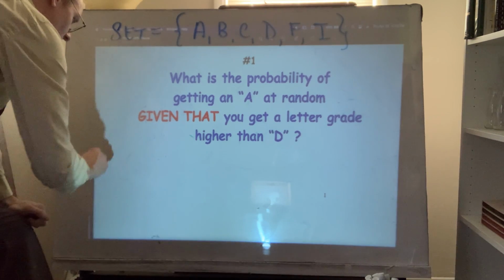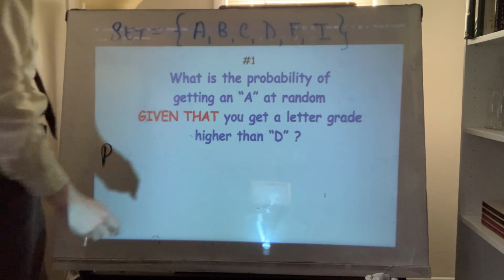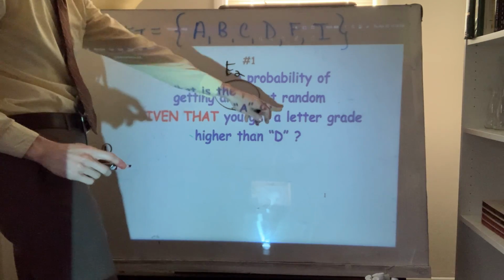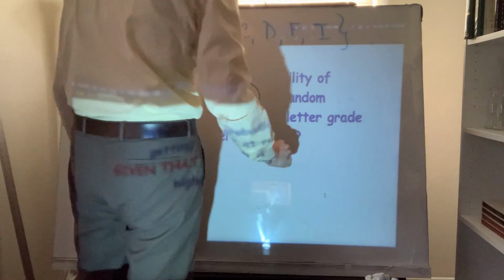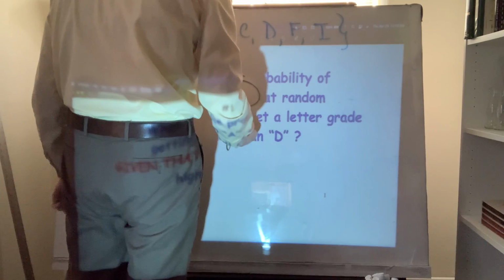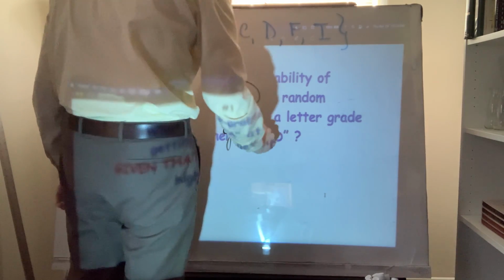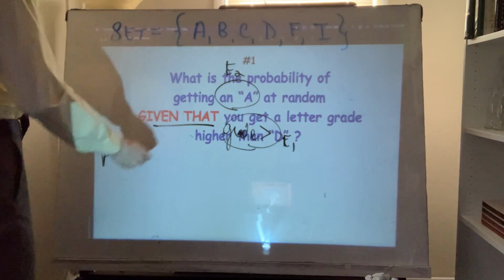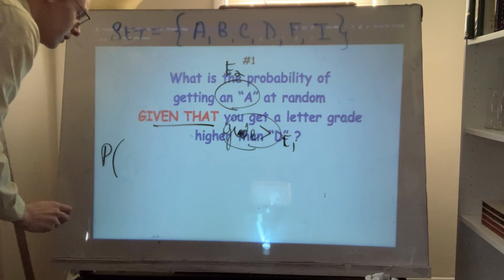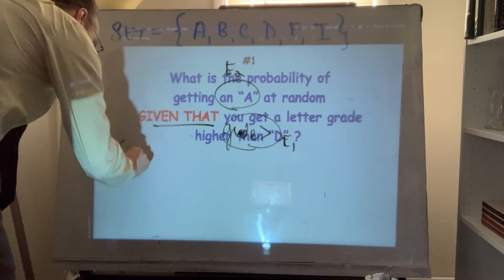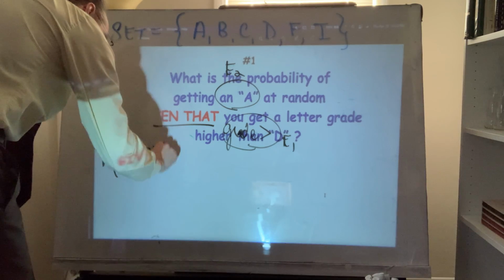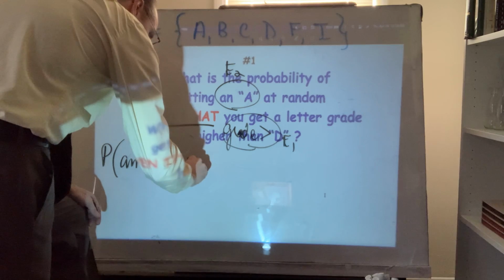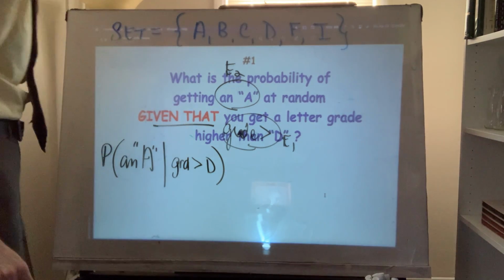Let's see. The probability of getting an A, given a grade higher than D, is E1, because it follows this phrase. So to simplify that, an A, given that you get a grade greater than D, right? You might abbreviate it like so.